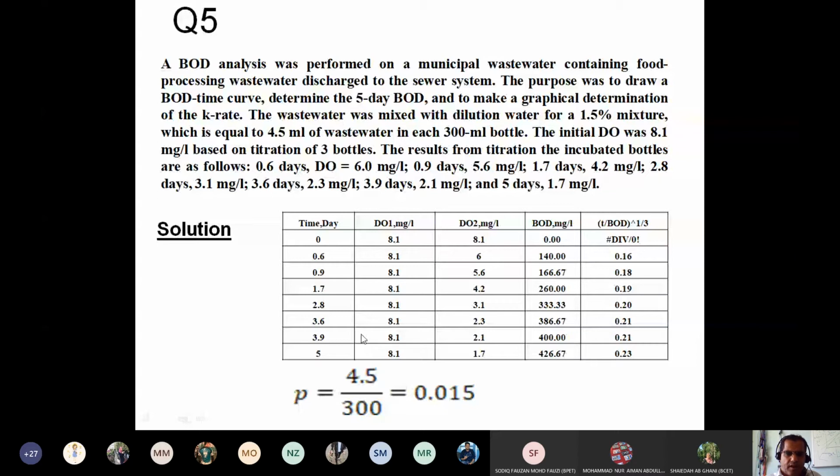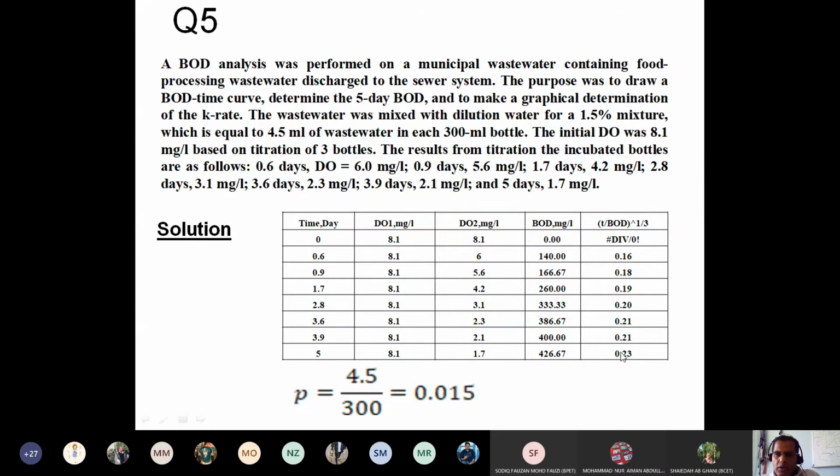You have here the quantity of the sample 4.5. Here is the total volume, so you can calculate P. This is P capital, not small. And then I will get 0.015. D1 here is given as the initial 8.1. Dissolved oxygen D2 is given for each day: 0.6, 0.9, 1.7 till 5. This 5 will be exactly here. This BOD5 will be 4 to 6.67, because here is the origin. So if you draw or you don't draw, you can get it from here. Not a big issue.